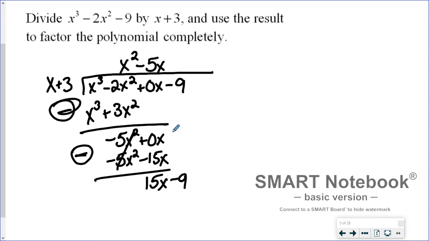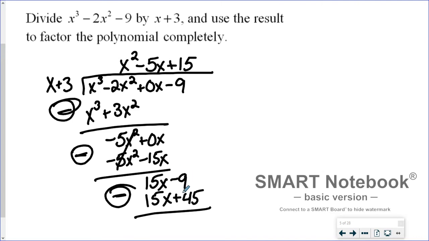I ask myself again, what do I need to multiply this by to get this? That is just a positive 15. When I distribute, I get 15x plus 45. Again, remember I am subtracting. These will cancel. Negative 9 minus 45 is negative 54. This is my remainder.